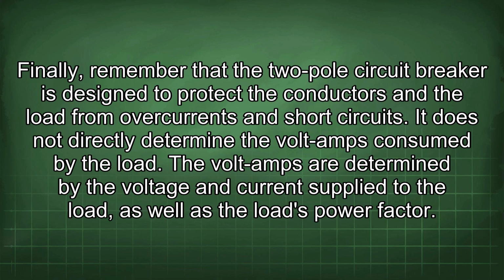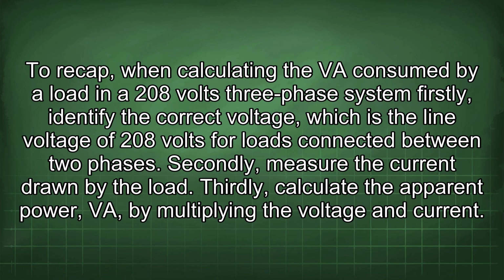Finally, remember that the two-pole circuit breaker is designed to protect the conductors and the load from overcurrents and short circuits. It does not directly determine the volt amps consumed by the load. The volt amps are determined by the voltage and current supplied to the load, as well as the load's power factor.